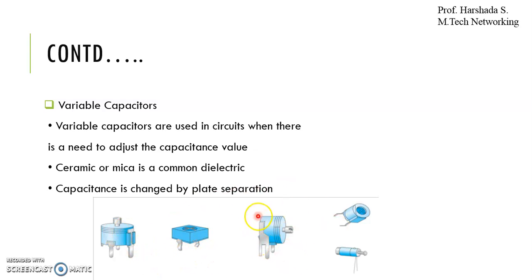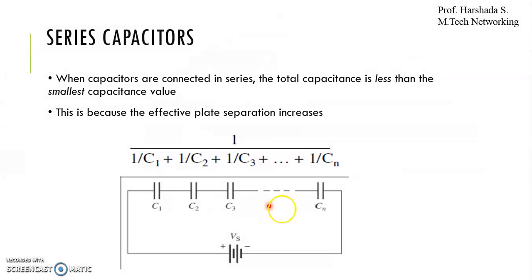As you separate the plates, your capacity changes. Now next, this is the very important part in this topic, the capacitor. Whenever we connect capacitors in series, in one line, the total capacitance is less than the smallest capacitance value. I repeat the sentence again. Whenever we connect the capacitors in series form, the total C is less than the smallest capacitance value.